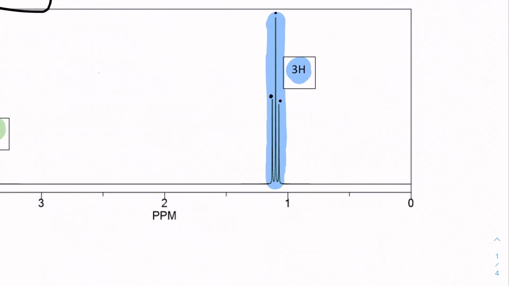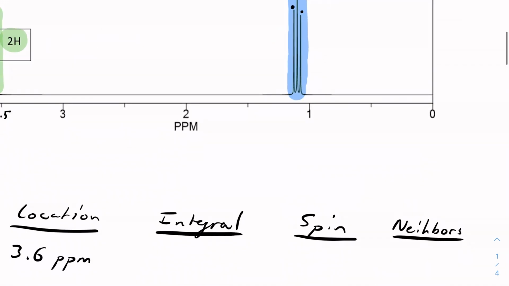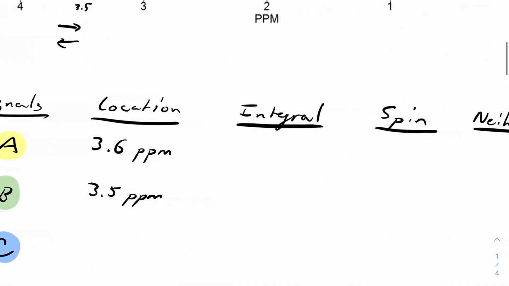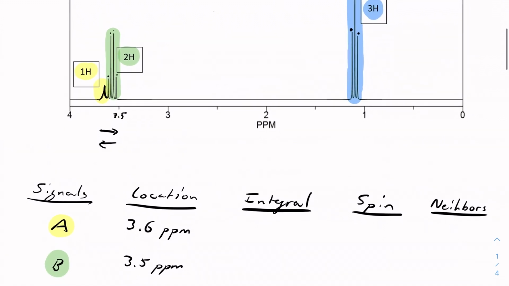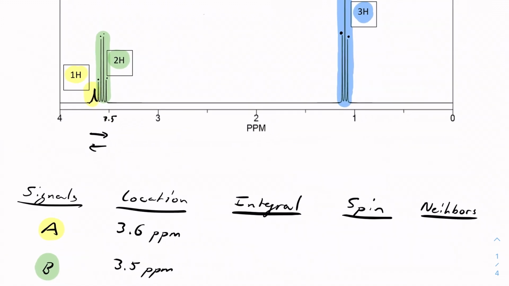And then we're going to move on to signal C all the way over here. It's way upfield, just downfield from 1 ppm. We're going to go ahead and call that 1.1 ppm. And so what this tells us is a little bit about what type of signals we're looking at based on their locations. So we're going to go ahead and move on to our integral.